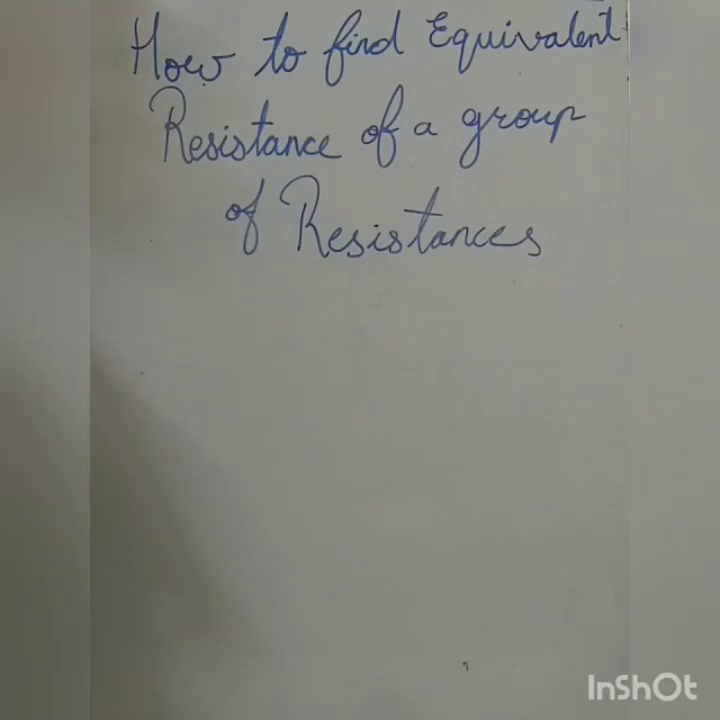In the last video or in the worksheet, you solved numericals where only series connection was there and only parallel connection was there. Now you will try to find out the equivalent resistance for the circuits where series and parallel combination is together. So let's move towards the topic.